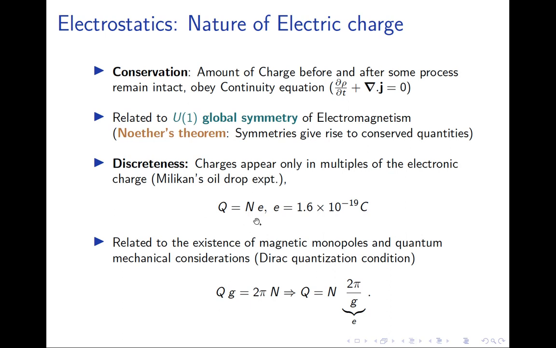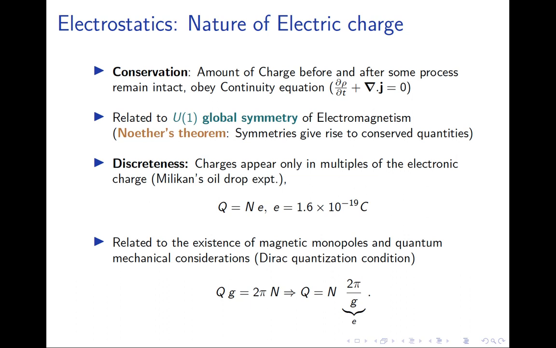So most of you can guess that any quantization condition ultimately has to do with quantum mechanics, but the additional twist is that you also need the existence of magnetic monopoles. There's no other way you can explain why else electrical charge will come in integral multiples of some fundamental unit. Okay, so that's a brief comment which I wanted to make about conservation and discreteness, which are the properties of the electric charge.